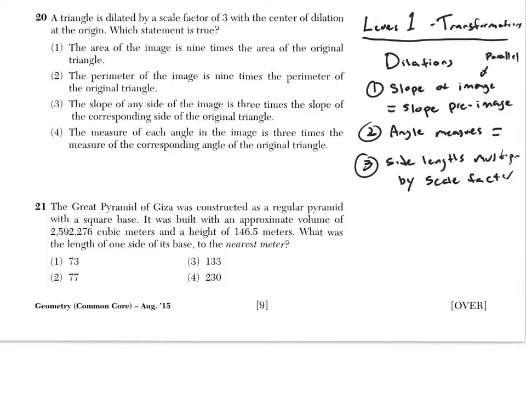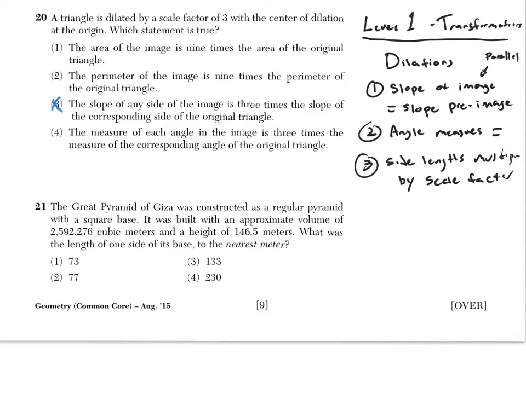And let's say this. The area of the image is 9 times the area of the original triangle. That could be true. Number 2, the perimeter of the image is 9 times the perimeter of the original triangle. Okay, so that's also something we should look at. The slope of any side of the image is 3 times the slope of the corresponding side of the original triangle. This one we could positively say is out. Let's take this one out.